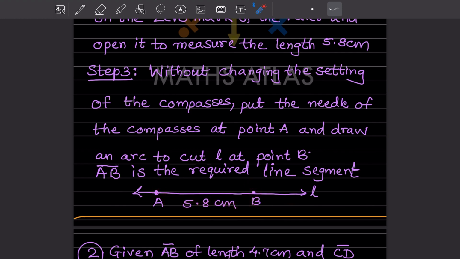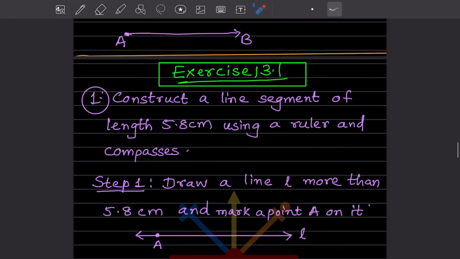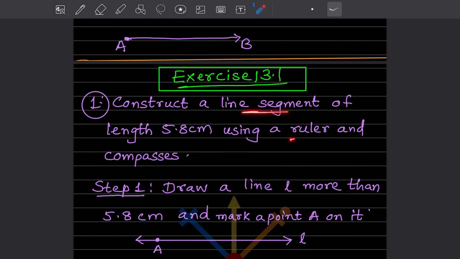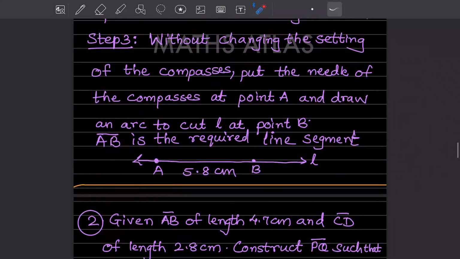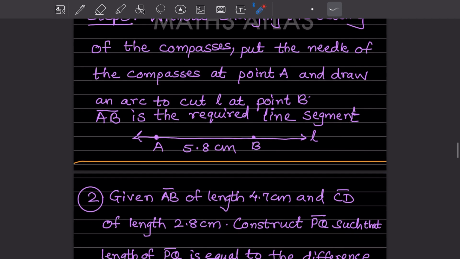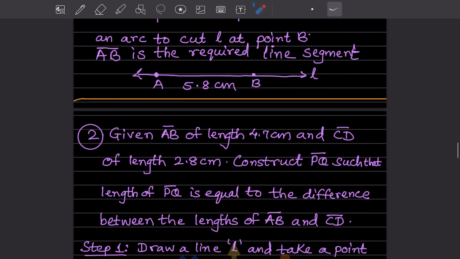What does this say? That AB is the required line segment. That is what they asked, using a ruler, and you have to draw a line segment of length 5.8. So you will look at again the steps, and accordingly you will draw it in your book.